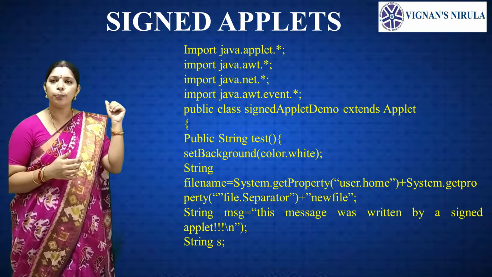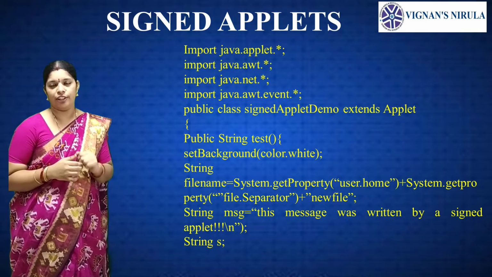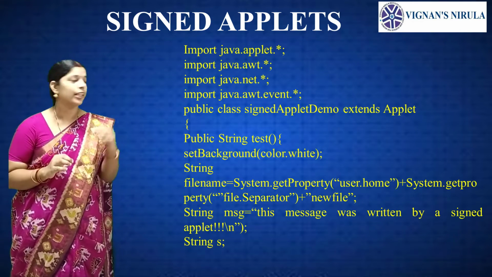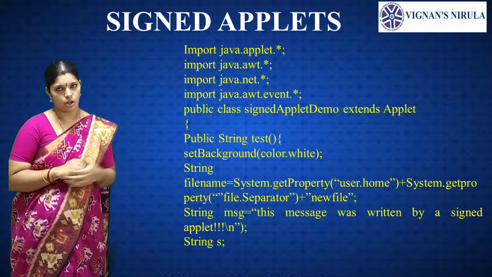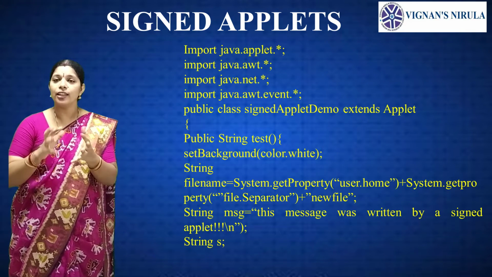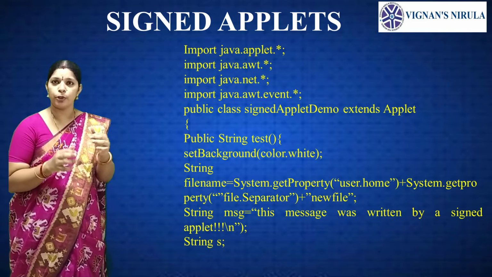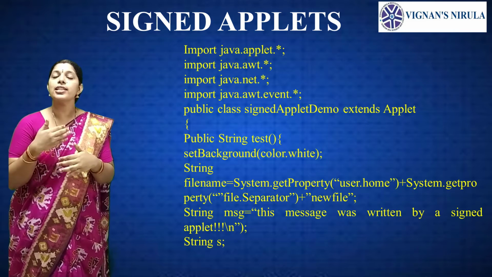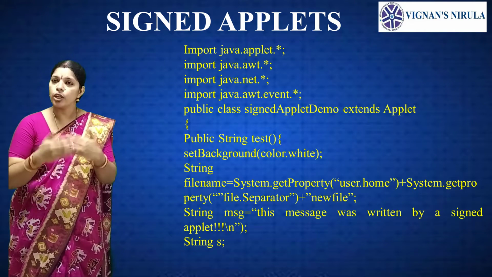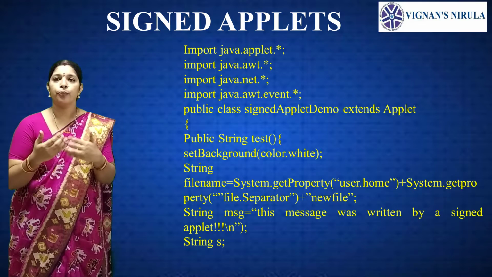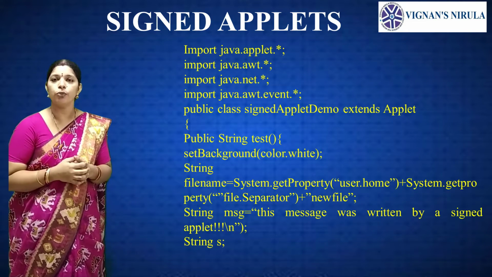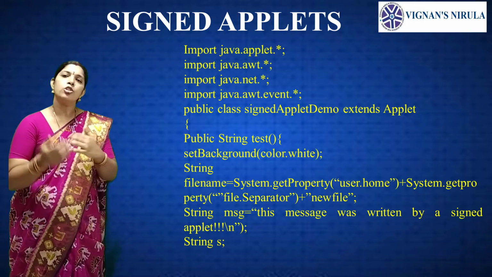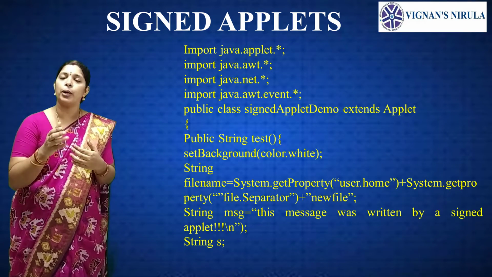Further, we are importing java.applet.*, and after that we are using the window based application. Further, we are inserting import java.awt.*, and we are inserting the net based application. That's why we are importing java.net.*, and after that we are using some events. Further, we are inserting import java.awt.event.*. So after that, we are inserting the public class.